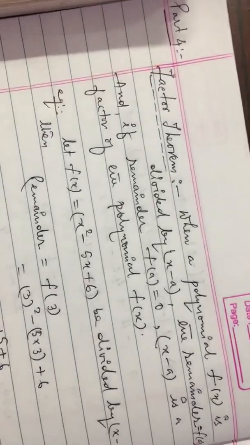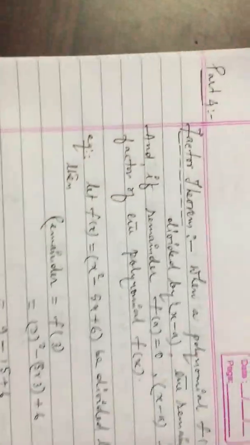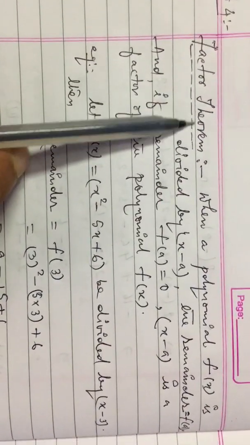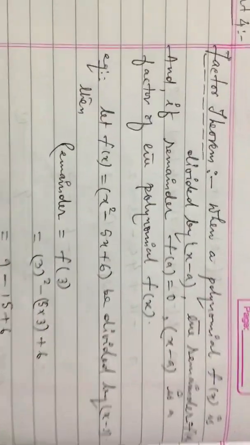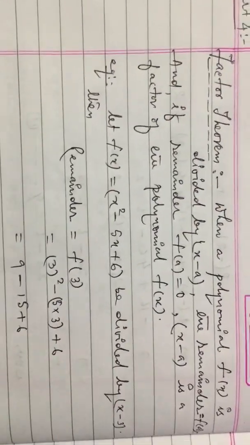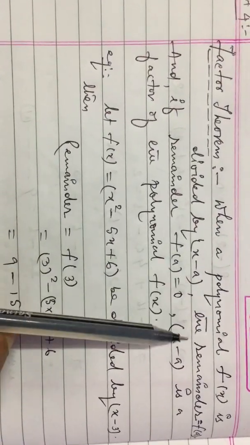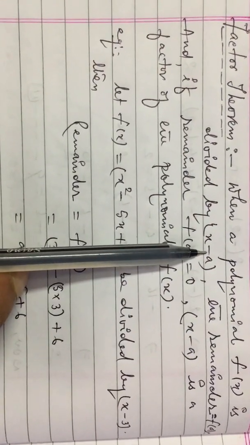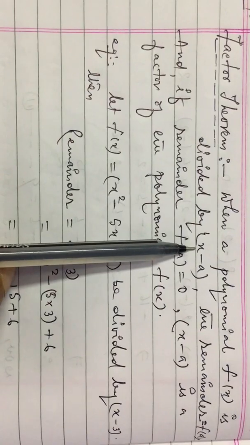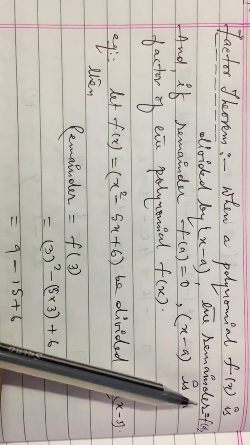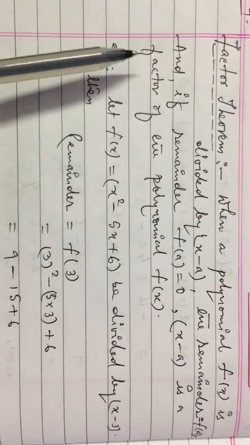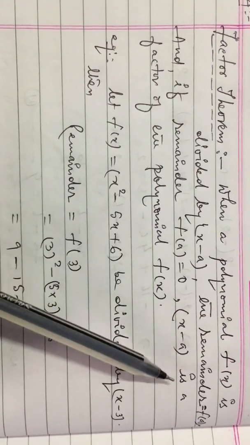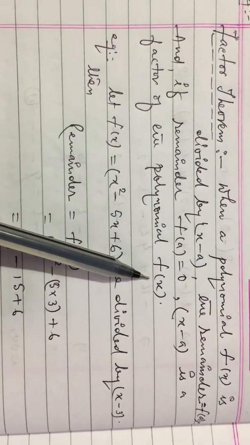Now see, first try to understand the meaning of factor theorem. Factor theorem: when a polynomial f(x) is divided by x minus a, the remainder is equal to f(a). If we find the zero of x minus a, it becomes x equal to a. So the remainder is f(a), and if the remainder f(a) is equal to 0, then x minus a is a factor of the polynomial f(x).